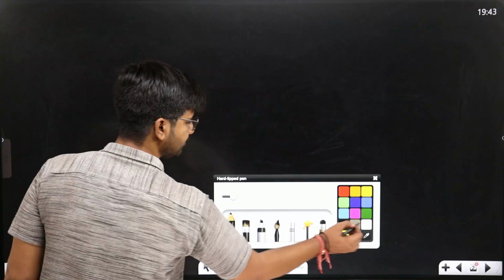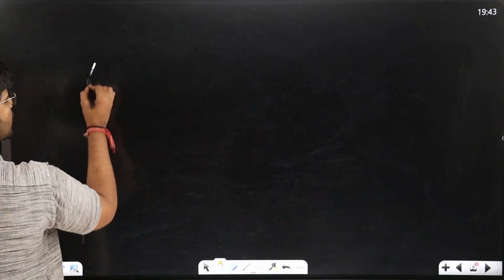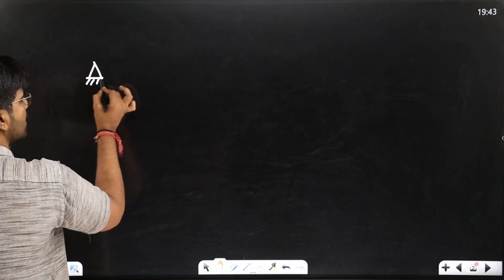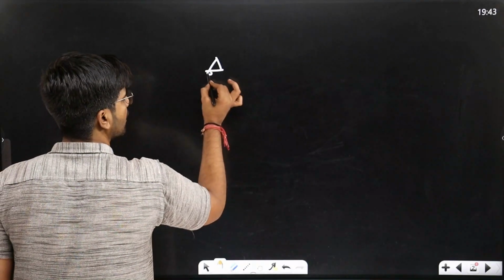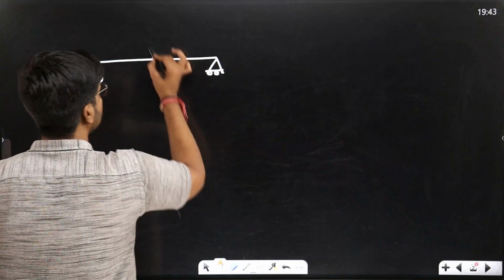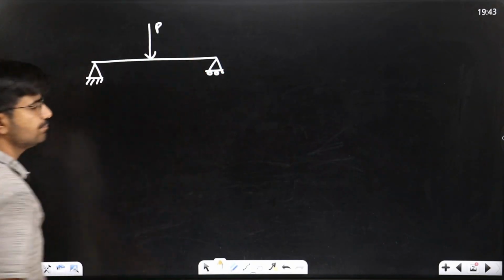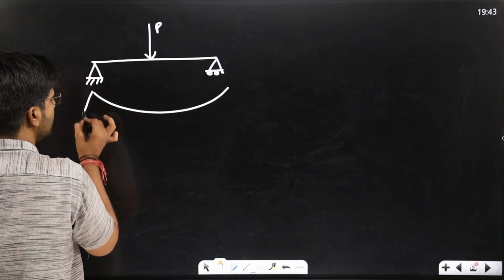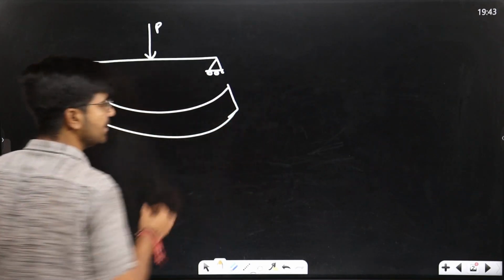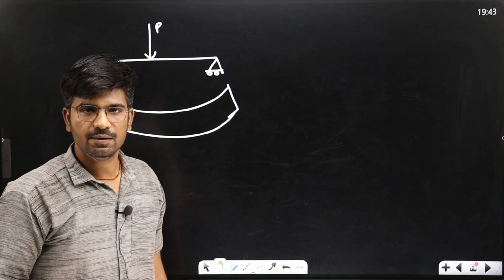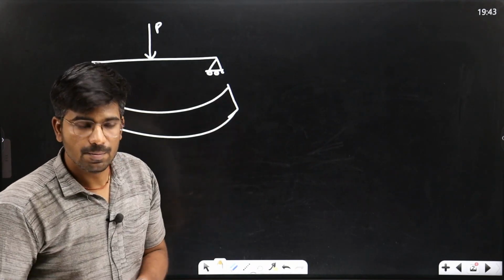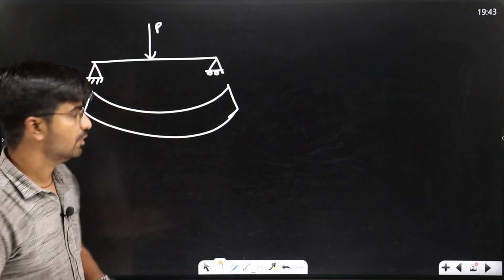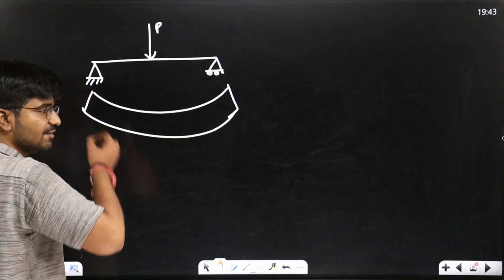What I told you, if I take a simply supported beam, means one end is hinge and another end is roller, and one concentrated load is acting on it. What will happen? The beam will bend like this. You already studied in your strength of materials: when load is applied, the beam will bend, sagging or hogging. So bending stresses will come. If the beam bends like this, sagging will happen.